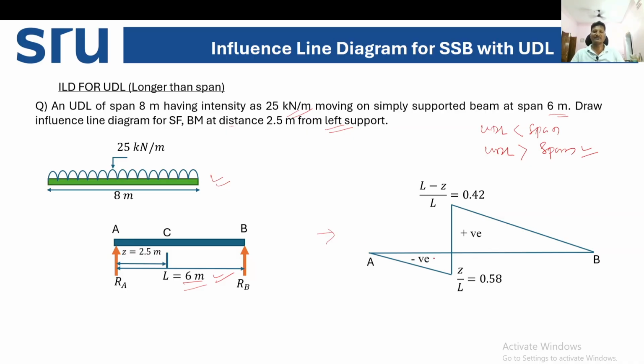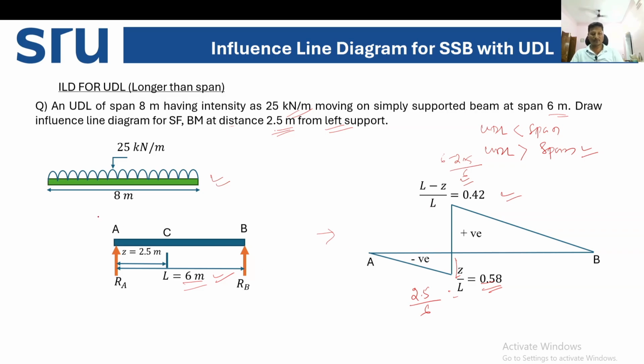First, draw the influence line diagram for shear force, where the negative coordinate is Z by L. Z, in our case, is the distance 2.5 meter, since we are going to calculate the shear force and bending moment at a distance of 2.5 meter from the left. So Z is 2.5 divided by L is 6, so we are getting 0.58. In a similar way, you find the positive coordinate, that is (L minus Z) divided by L, (6 minus 2.5) divided by 6. So we are getting 0.42.